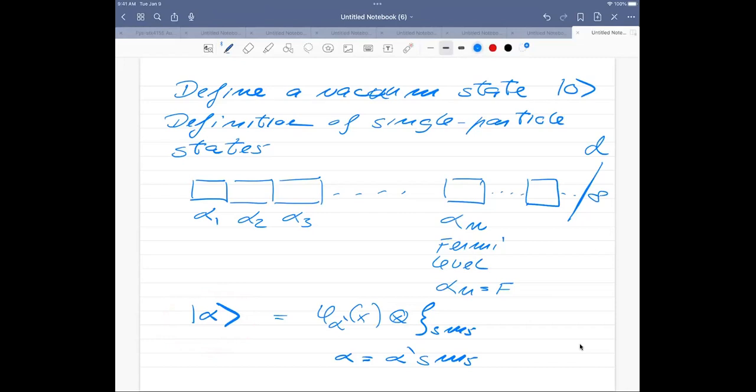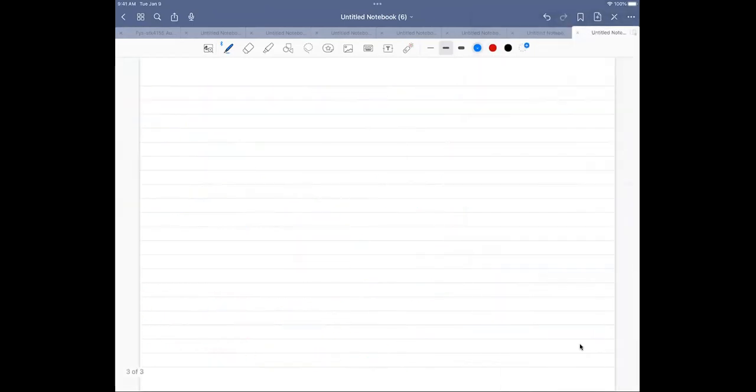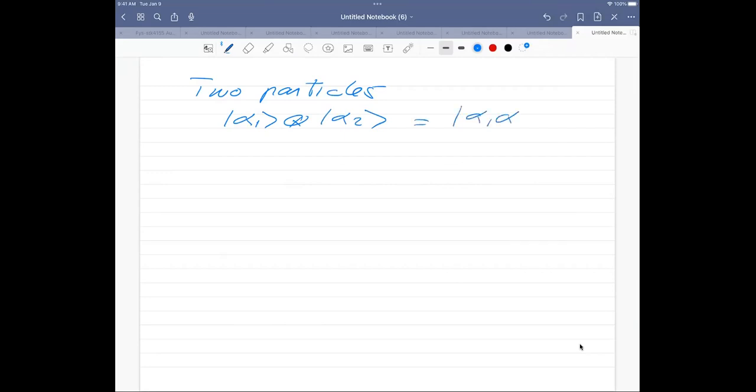So just keep that in mind, because that means that when we now move on, and if we have two particles, then what we would have would be something like an alpha 1, and then we have the tensor product with alpha 2 here. But normally what we do is that we just sandwich this into |alpha 1, alpha 2>.